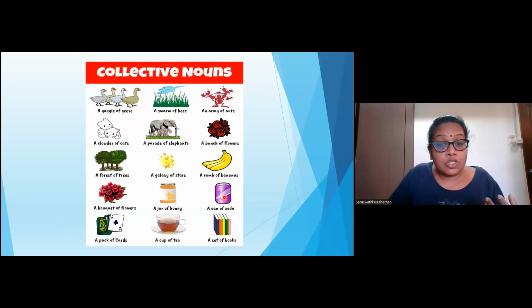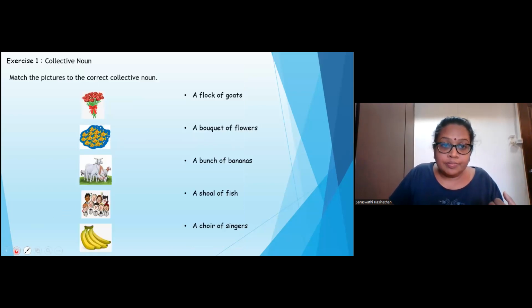A can of soda. A pack of cards. A cup of tea. A set of books. So these are all collective nouns. So remember, a collective noun is the name of the group of a noun. Right. So let's practice what we have learned today.